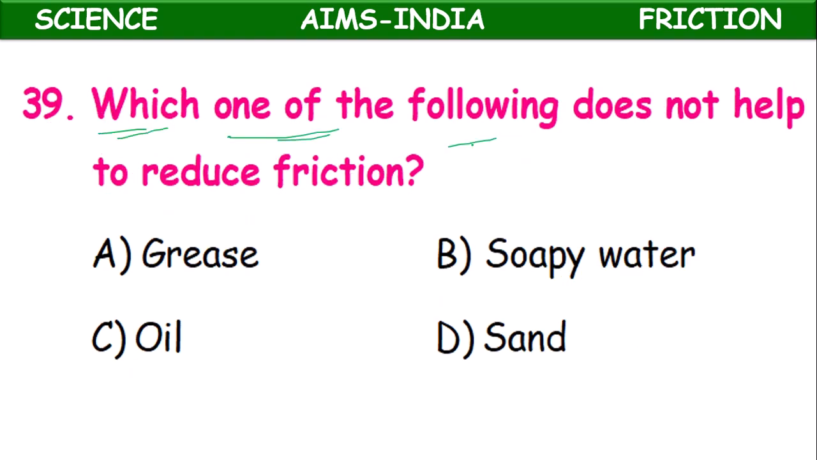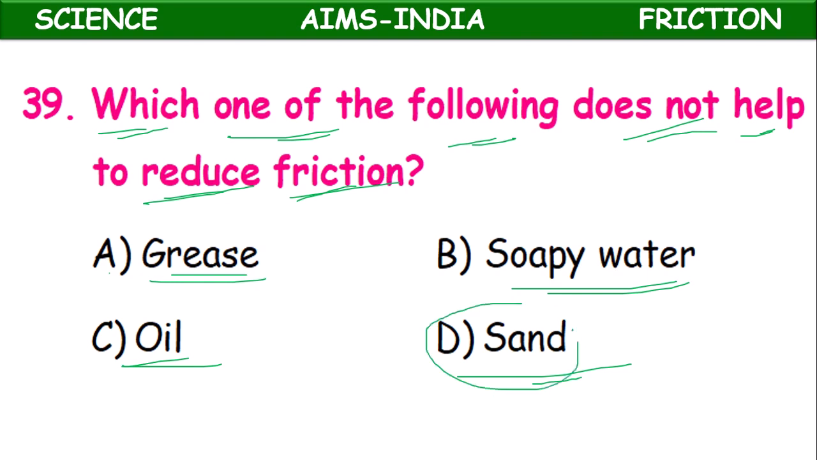So which one of the following does not help to reduce friction? Grease, it's a lubricant, it reduces friction. Soapy water reduces friction. Oil reduces friction. Sand does not reduce the friction. It will increase the friction because its surface will be rough compared to the remaining three. So sand does not help in reducing friction. D option is the right answer.